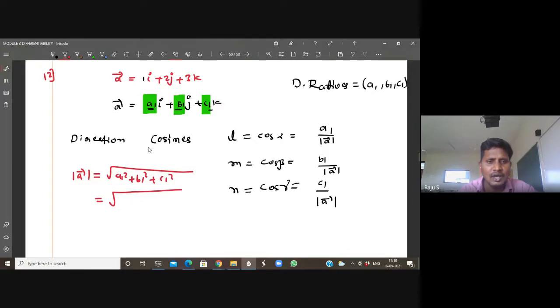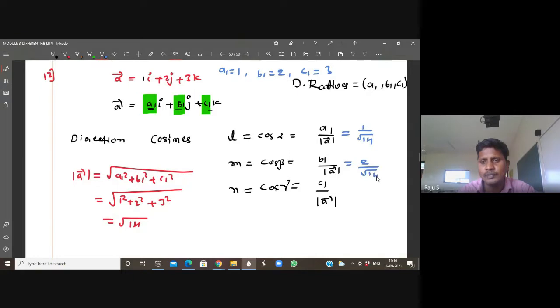Now with the help of this, what is the a value? 1. 1 square plus 2 square plus 3 square. So finally this is 1 plus 4 plus 9, that is 14. So the magnitude of A is root 14, and a1 value is 1. When comparing these two, a1 is equal to 1, b1 is equal to 2, and c1 is equal to 3. Substitute all values here: 1 by root 14, 2 by root 14, 3 by root 14. These are the direction cosines.